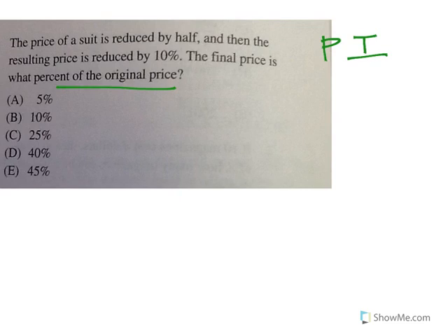So we like these questions because we can pick any value we want and plug it into the question, and we'll quickly get our answer. So I'm going to use $100 for the suit. It's a great number to use, especially when you're working with percentages. So we know the first part is the price of the suit is reduced by half. So half of 100 is 50, which leaves me with $50.